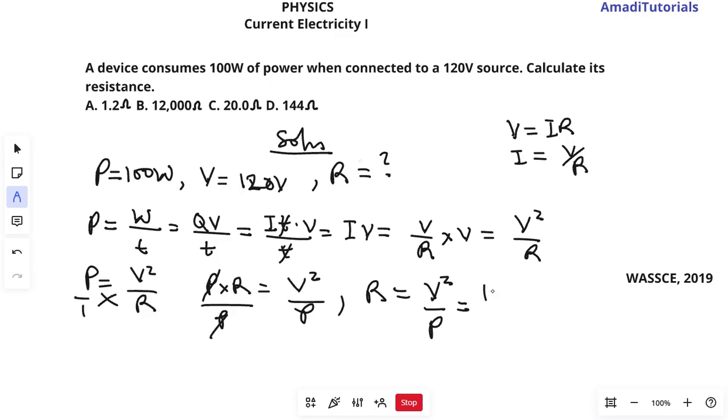Then we substitute our values. V is 120, so that's 120 times another 120, divided by the power, 100. So the zero cancels the zero, and 12 times 12 gives us 144 ohms. 144 ohms, option D. So the resistance of that device is 144 ohms.